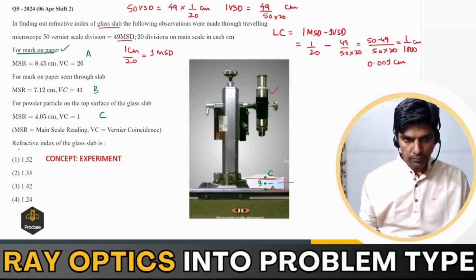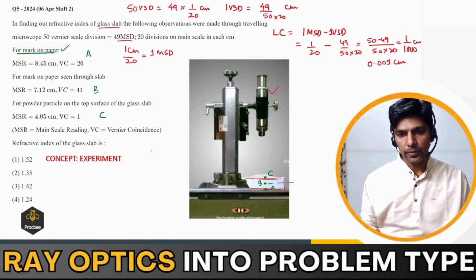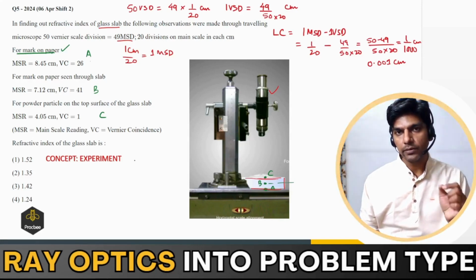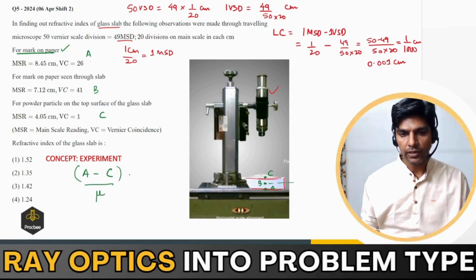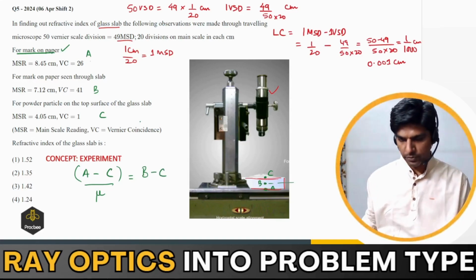Now for the refractive index, we have to apply the apparent depth formula. The original depth of A will be AC, right? So it will be nothing but the difference of the readings, A minus C, that is the original depth, divided by the refractive index of the glass slab, and that should equal the apparent depth, and the apparent depth is nothing but B minus C. Can you see? B minus C is the apparent depth. Now what is the value of A? So let me just remove this diagram.